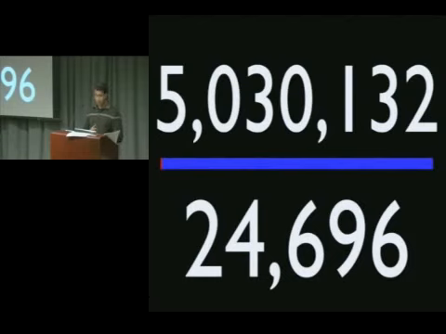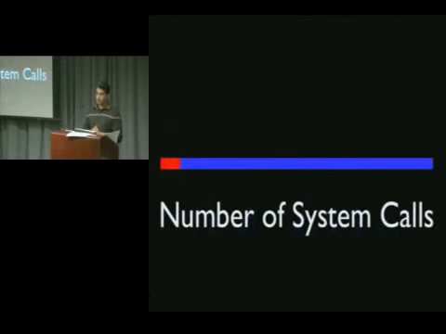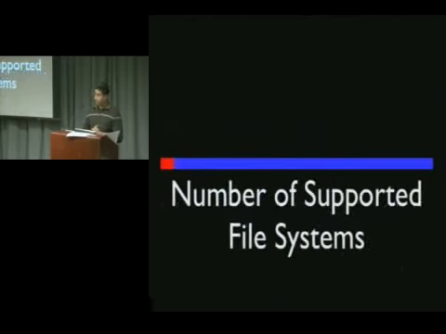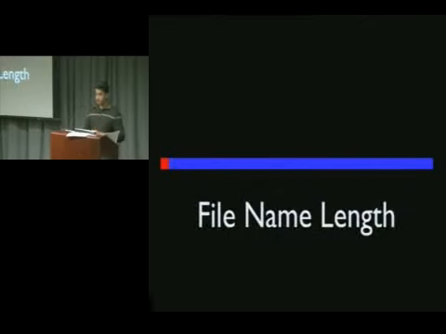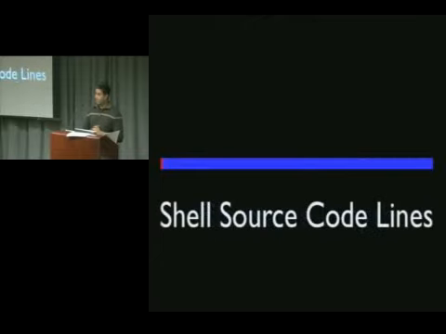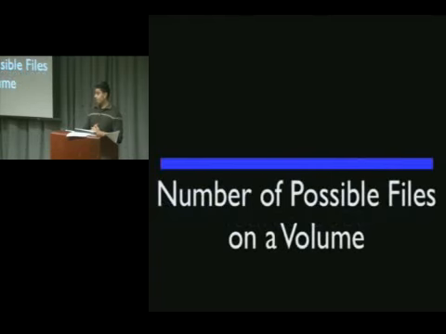We could look at some other things. Number of system calls. Or how many file systems this thing supports. And macOS 10 does not even support, here I'm counting the ones that come with macOS 10. I'm not counting the hundreds you can have with MacFUSE. Or how long a file name can be. Or how big the source code for the Unix shell is. I mean, look at that. What are we doing in the shell anyway? And the number of possible files in a volume. I do not have the pixel resolution to demonstrate this.